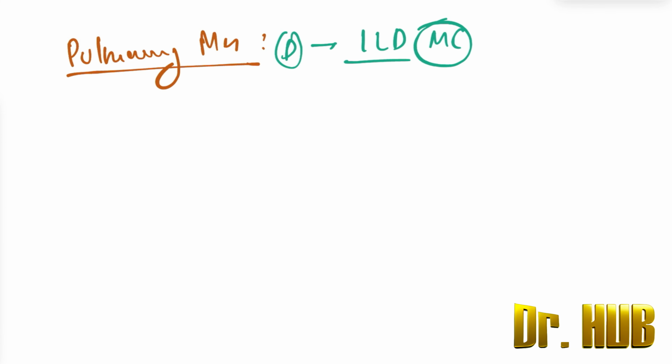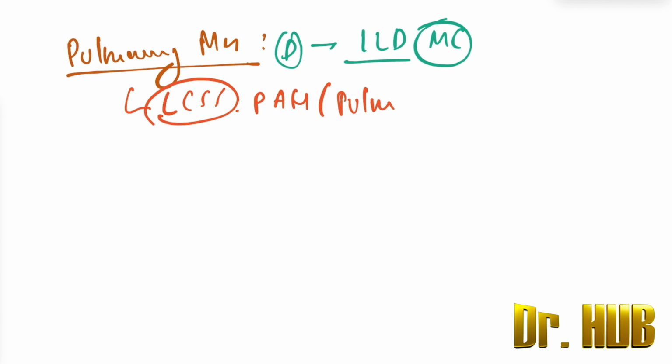And in terms of the LCSS, that is the limited cutaneous systemic sclerosis, what does it include? The LCSS includes the PAH, that is pulmonary artery hypertension. The pulmonary artery hypertension is the most common.